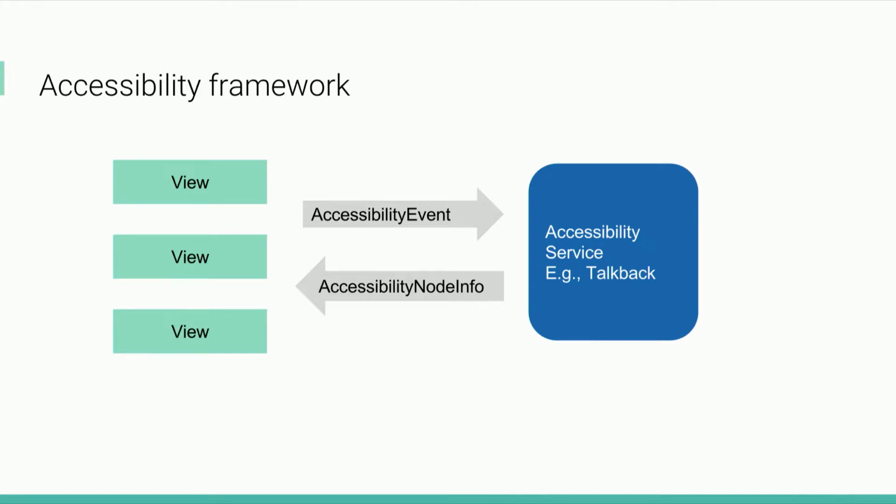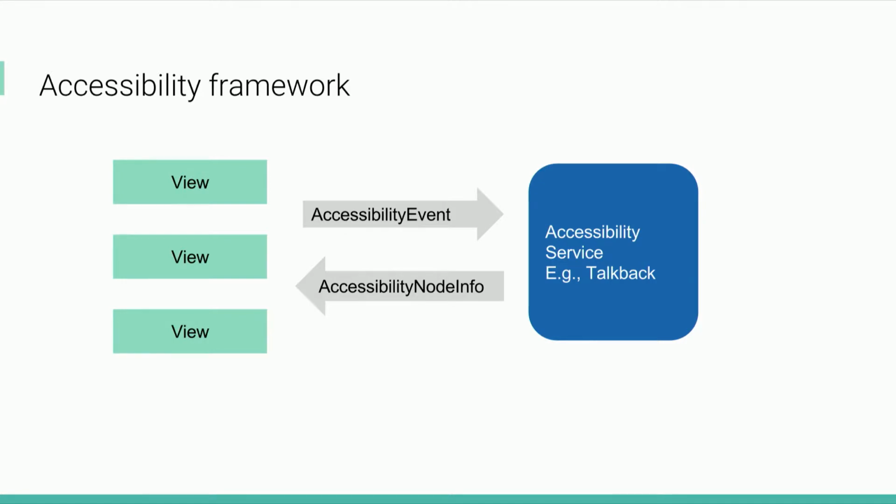let's say you have an app with a lot of different views on the screen. The views are capable of sending something called an accessibility event. All the views that come with Android are capable of sending this event called an accessibility event. And an accessibility service, like TalkBack, can listen for these events. And as soon as they get those events, they create an object called AccessibilityNodeInfo.